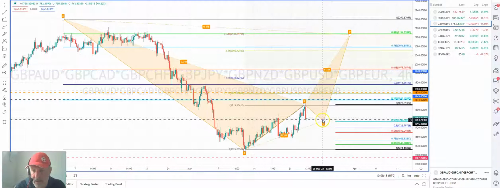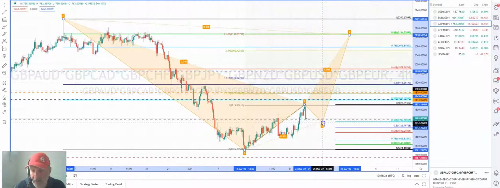Now BC legs either normally retrace 38.2, which was there or thereabouts, or they retrace to 88.6%. Now obviously we've got Rishi Sunak this afternoon, the UK Chancellor, talking about the UK budget, or the summer budget, spring budget, sorry, and so we are expecting some volatility. So this is offering pretty decent risk reward for sterling for a move to the upside.